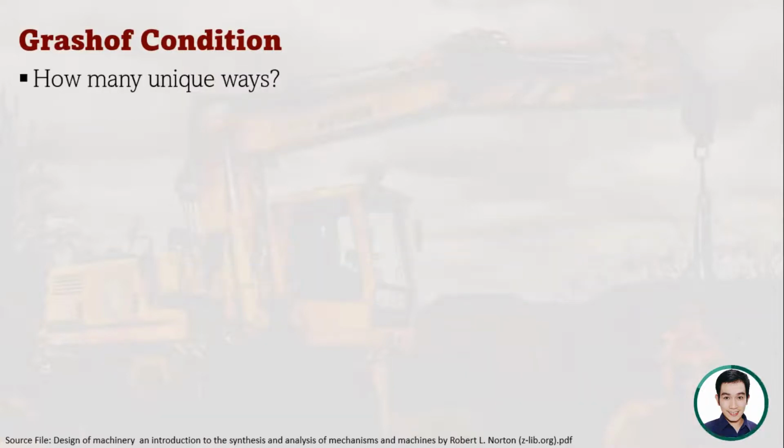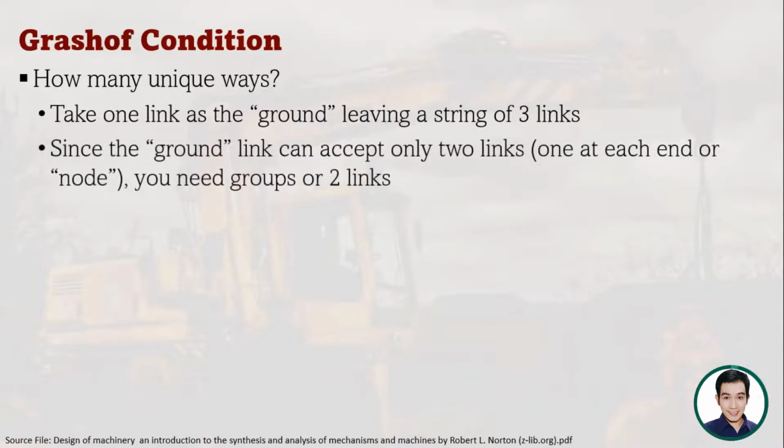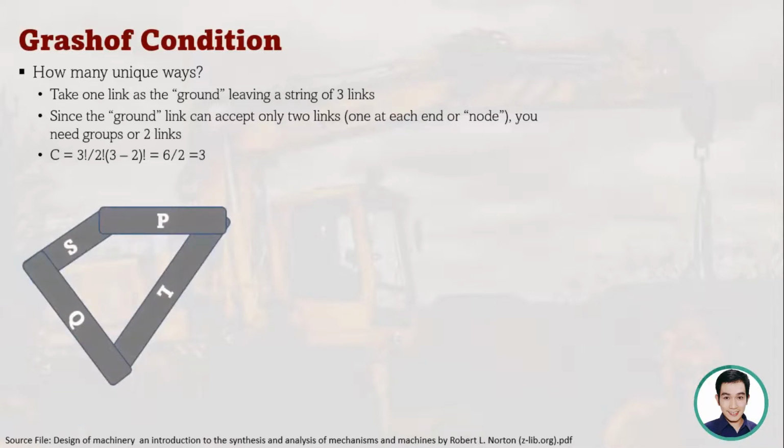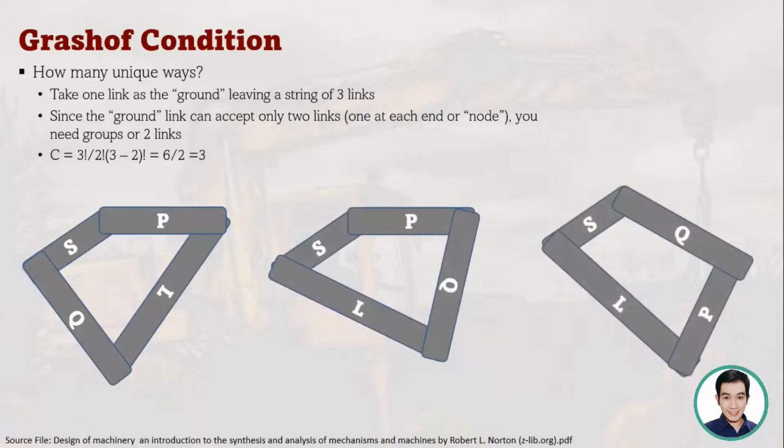So how many unique ways can we connect the links in order to have different inversions? If we take 1 link as the ground, leaving only 3 links, and since the ground link can only accept 2 links, 1 on each end or node, you need to choose 2 links. If we use a combination formula, we get a combination of 3, meaning there are 3 unique ways by which you can connect the links. For example, you can connect them in SPLQ order, or as SPQL, or as SQPL.